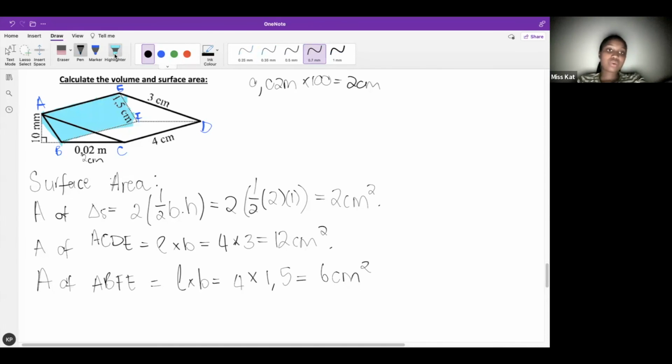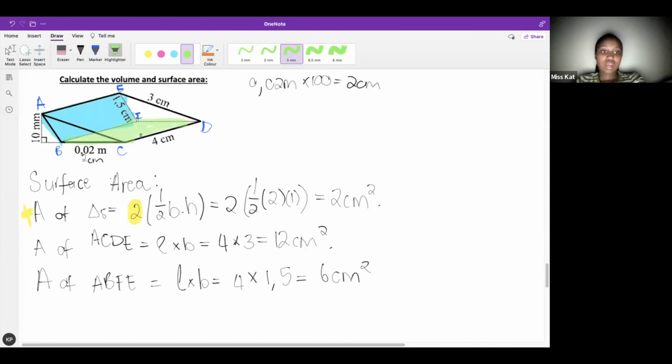Okay, now we do the one at the bottom. No, remember, the triangles are both of them. Do you see this 2 in the front? So it's 2 times the area. So we did actually find the area of the 2 triangles.